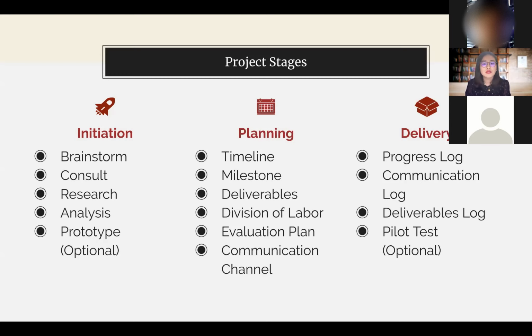And also keep a deliverable log. Sometimes if you work in video-related projects, you will understand that there are usually several versions of the videos. You really need a very clear deliverable log so that you can separate them. And also sometimes you need to run a pilot test. Things might not always work in the way you desire, so you want to make sure things are smooth before you deliver it.